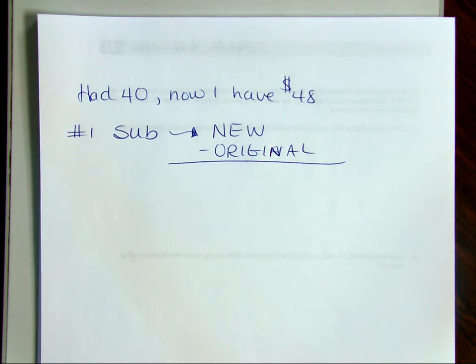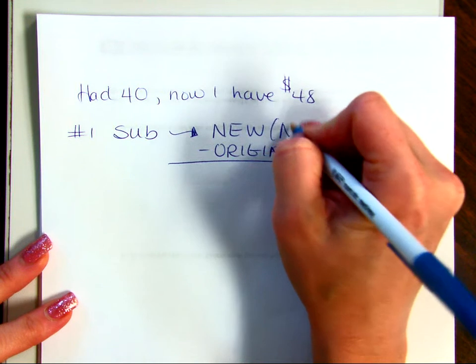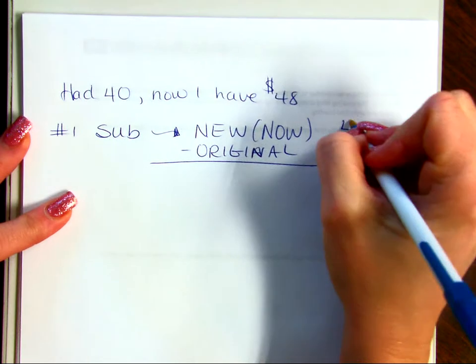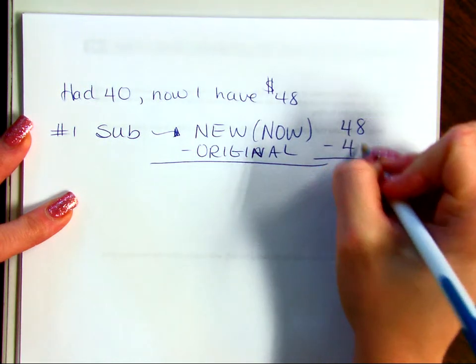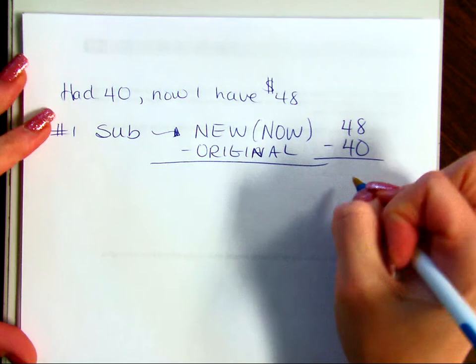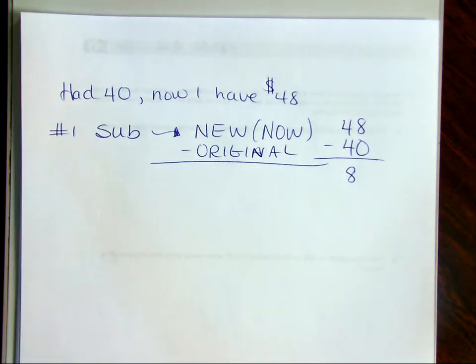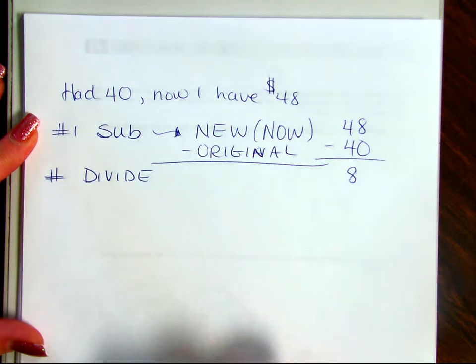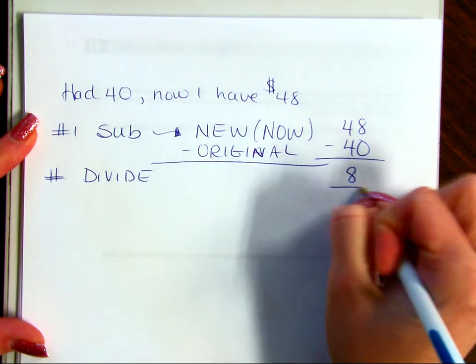Everybody follow me? So let's do it. The hardest part of this problem is figuring out which is the new and which is the original. Think about it. I want you to think about now. New is now. How much do you have now? 48, which means you started with 40, right? So 48 minus 40 is 8. And if you're okay with going right into step number 2, which is divide, you divide that difference by the original.